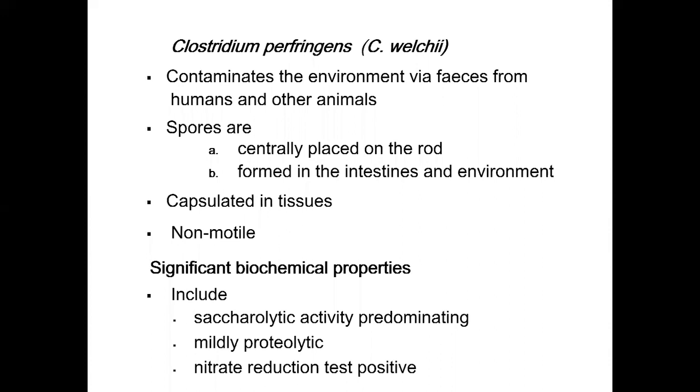And it's an organism that has a capsule in tissues, and it is non-motile. So this is an exception. We said many of them are flagellated and motile. Clostridium perfringens is non-motile. Then it has some significant biochemical properties. One of them is described as saccharolytic activity. It has the capacity to break down carbohydrates. That is the predominating biochemical property, and it has little ability to break down proteins. So it is mildly proteolytic. And it can also reduce nitrates. Nitrate reduction test is positive for this organism.